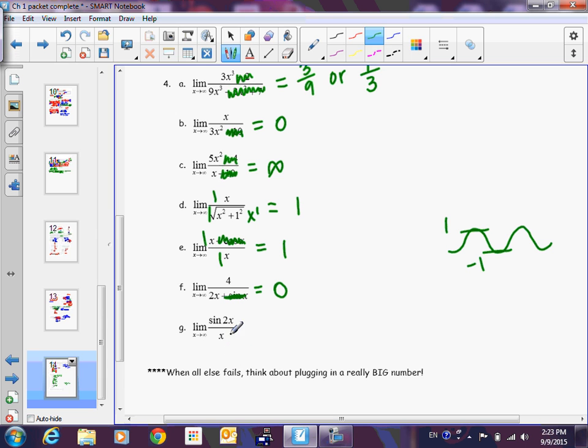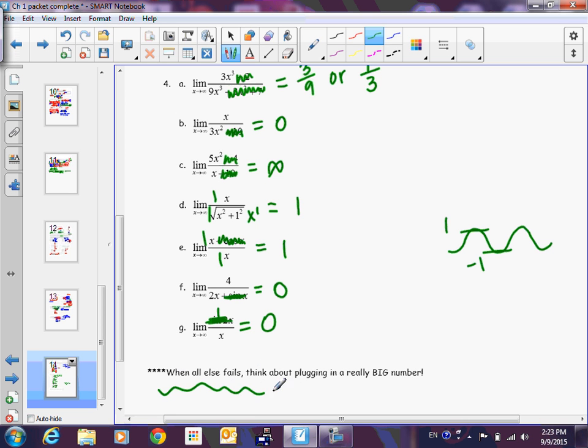All right, number 9, last one. Sine of 2x. How big could this one get? Anybody know? It still is only going to get as high as 1. Okay, so we're still going to scratch it out. We're going to put a 1 in its place. And even if it could get big, is it going to grow as fast as x? No. So that's also a 0.